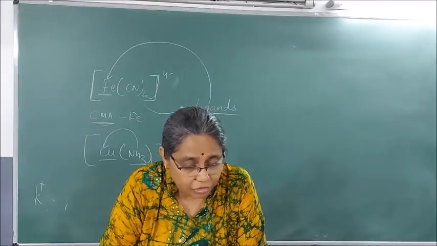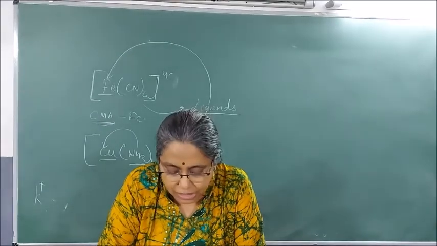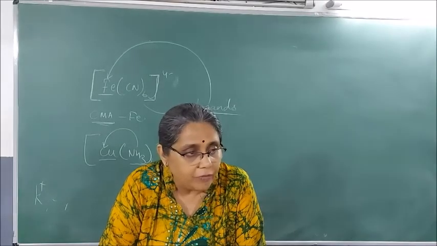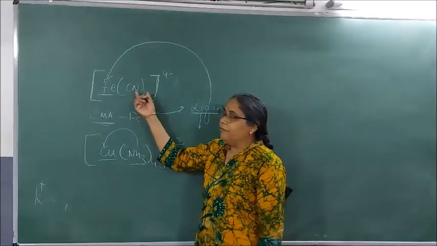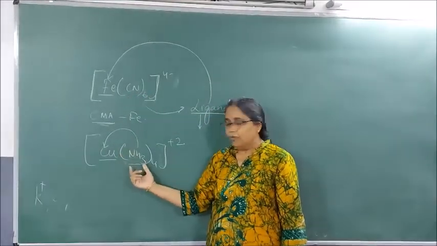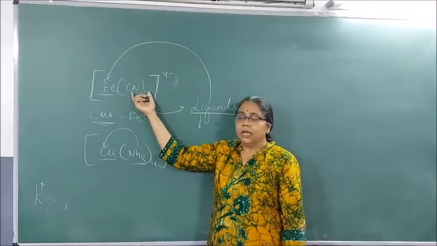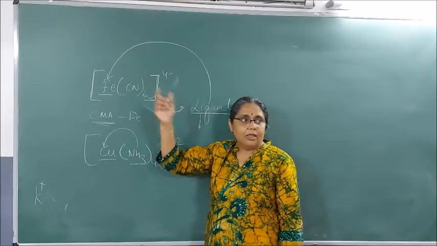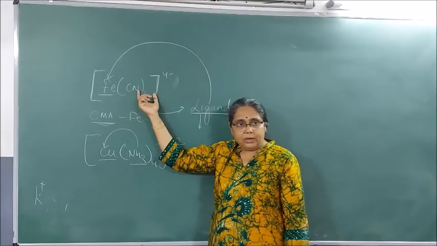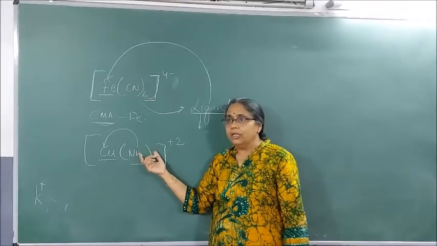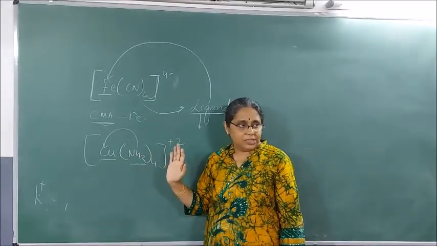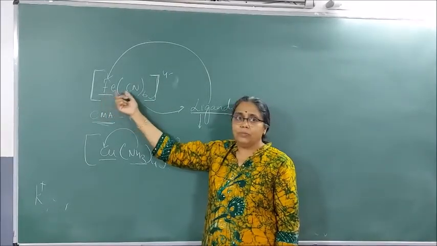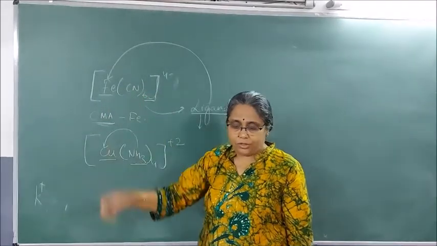Underline important definition. A coordination entity consists or constitutes of a central metal atom or an ion bonded to a fixed number of ions or molecules. See here, fixed number was 6. Here it was 4. If the number is 6, they are called what complexes? Octahedral complex. Hexahedral 6 and octahedral complexes. If it is 4, they are called tetrahedral complexes. They always are surrounded, the central metal atom is surrounded by fixed number of atoms or ions.